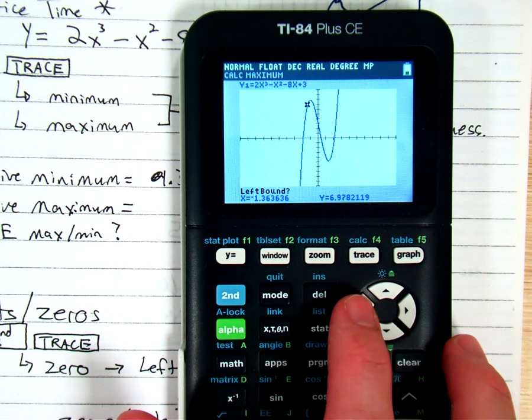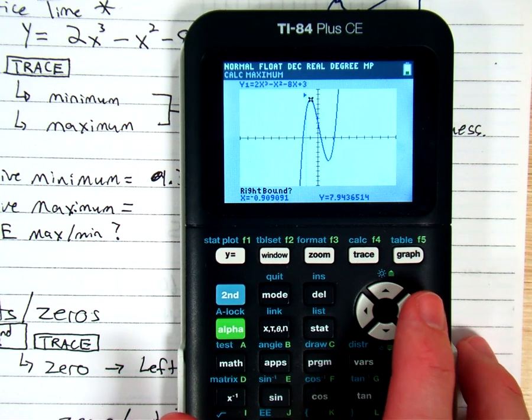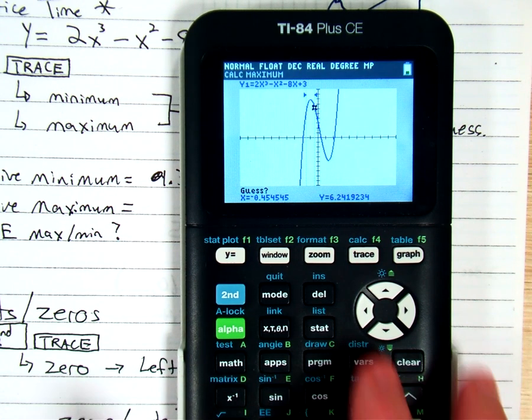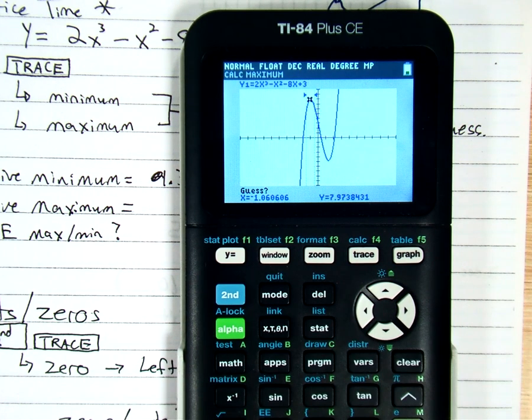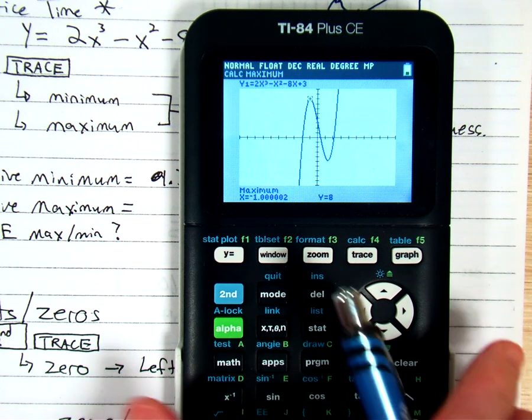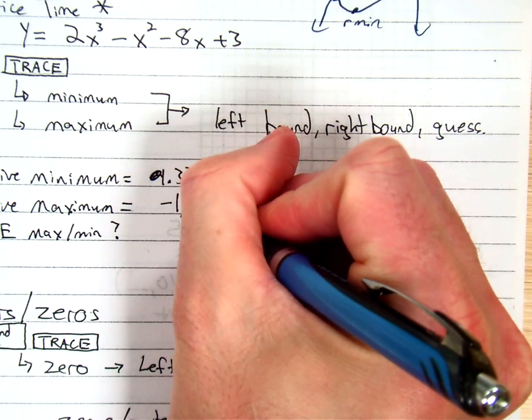We're going to go left, left, left a couple times, enter, back to the top of the hill, right, right, right a couple times, and enter, back to the top of the hill, enter a third time, and our maximum is negative 1.000002, comma 8. So we will have negative 1, comma 8.